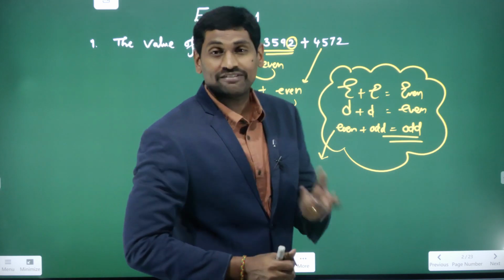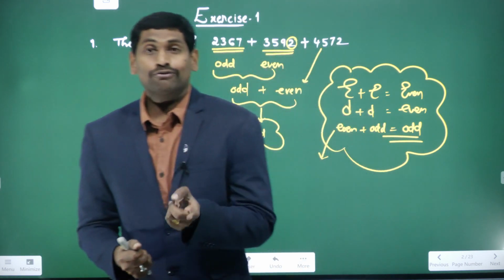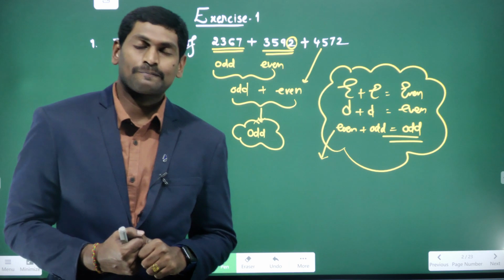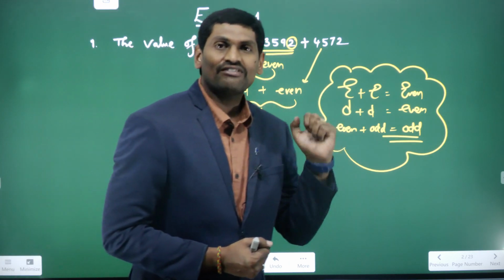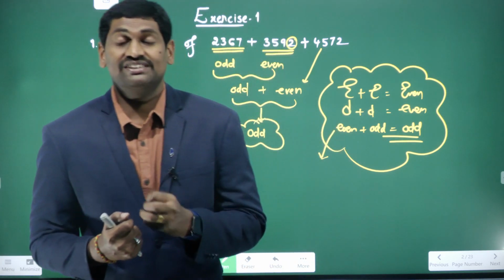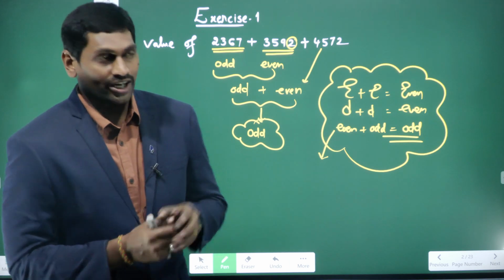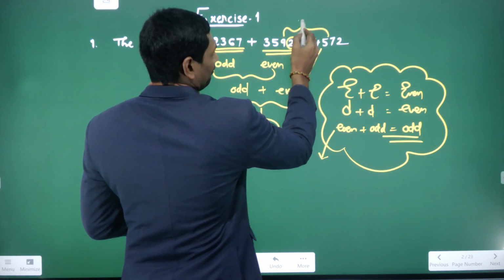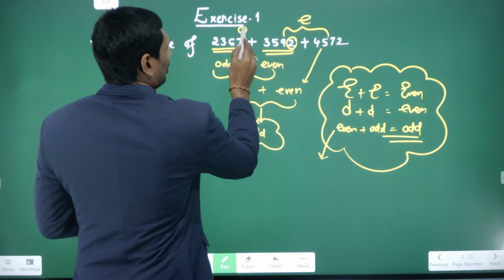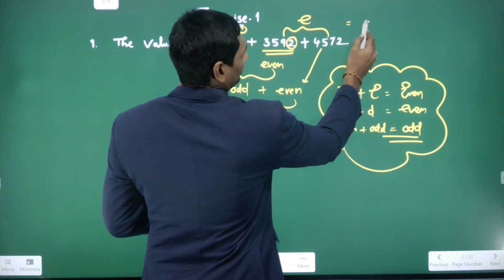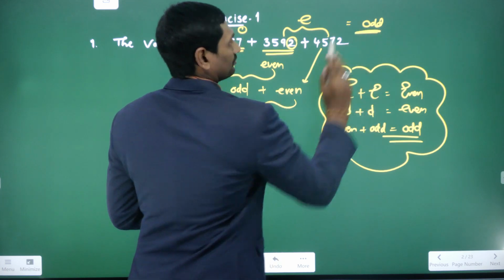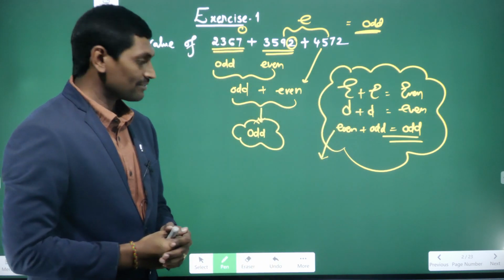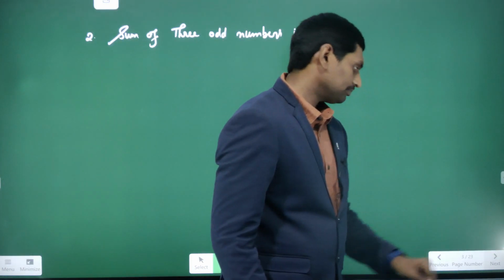Okay, the sum of two even numbers is even, the sum of two odd numbers is also even, but the sum of one even number and one odd number gives an odd number. Accordingly, there are two even numbers, and directly we can take their sum as even, and even plus odd is nothing but odd. Okay, so let us move on to the next problem.